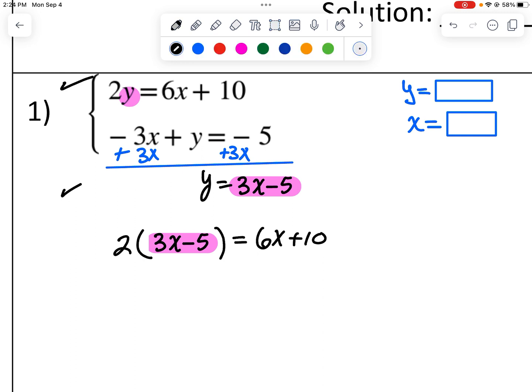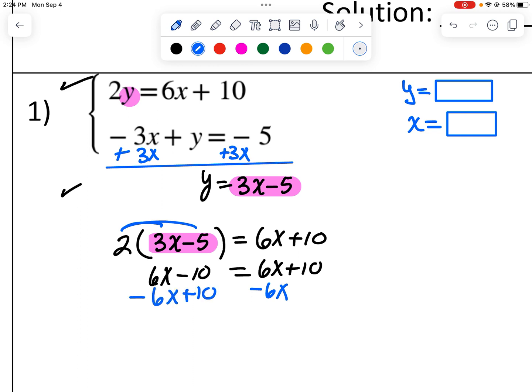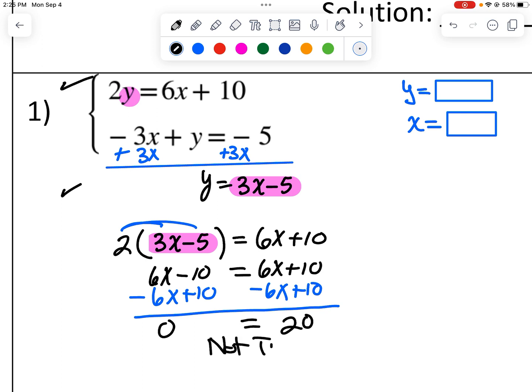Then I'm going to solve this problem, because now I'm going to distribute the 2. I'm going to have 6x minus 10 is equal to 6x plus 10. And then if I go to solve, I would move 6x, and I would move the 10. And I would get 0 equals 20, which is not true.